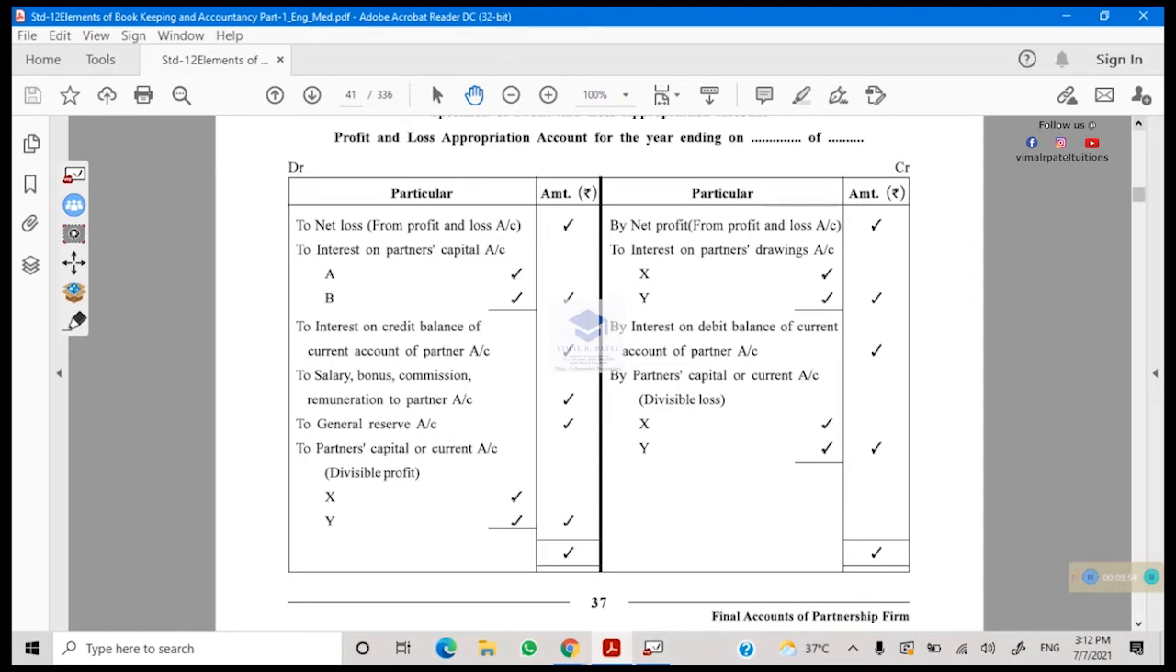Then by closing P&L appropriation account, if debit side is higher than credit side, it will be divisible loss, which will be distributed among partners in their profit and loss sharing ratio. And if difference will appear on debit side because of credit side total is higher, it is known as divisible profit, which will be transferred to partners capital or current account in their old profit sharing ratio.